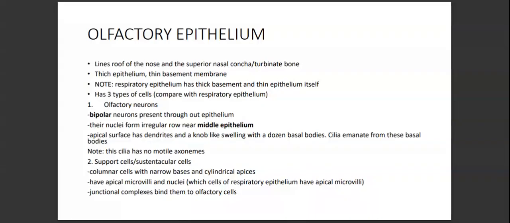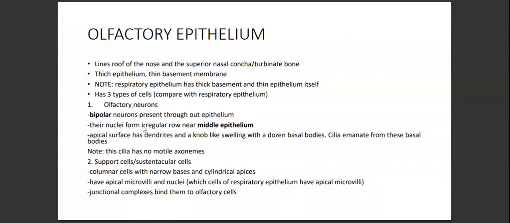You have your ears. Your ears are paired, so bi for two. You are going to find these bipolar neurons in the internal ear. Then the last site is the nose. This one is a bit tricky. How is the nose paired? The nose has two openings, the nostrils. That is how you remember that you are going to find bipolar neurons here, because of these two nostrils.